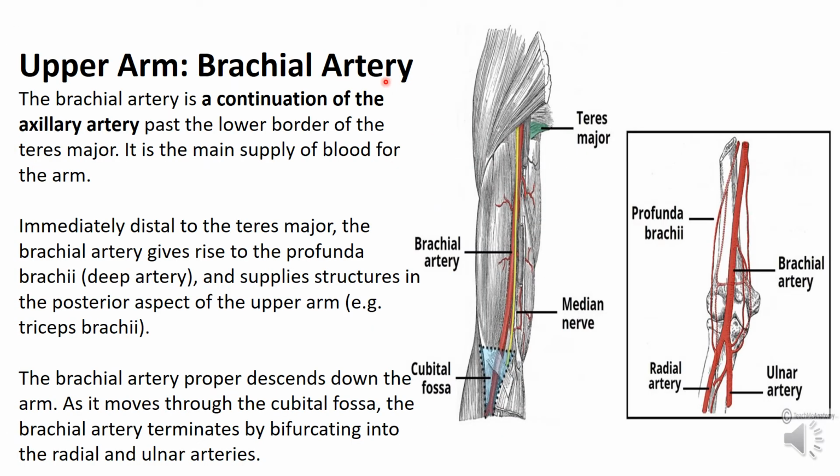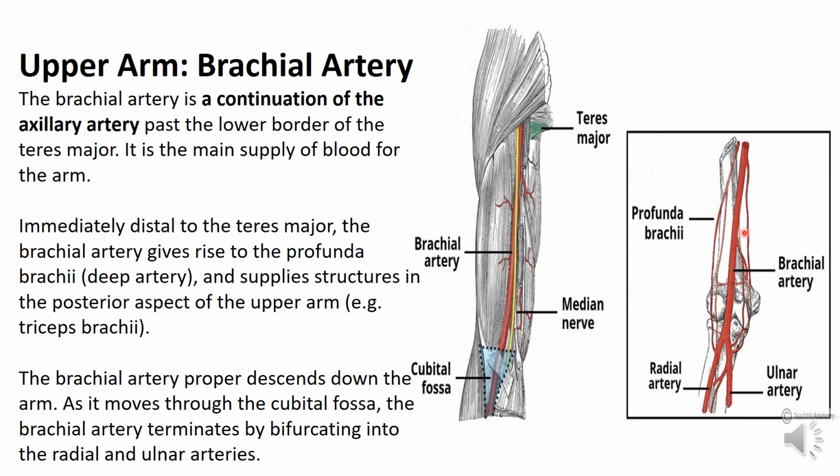Coming to the details of brachial artery, it is the continuation of axillary artery. It is the main blood supply to the upper arm. Then again remember about the teres major muscle here. Just distal to this muscle, brachial artery gives off a branch called profunda brachii. It supplies posterior aspect of the upper arm. The blood supply of the posterior aspect of the upper arm is from profunda brachii, which is a branch of brachial artery just distal to the teres major muscle.